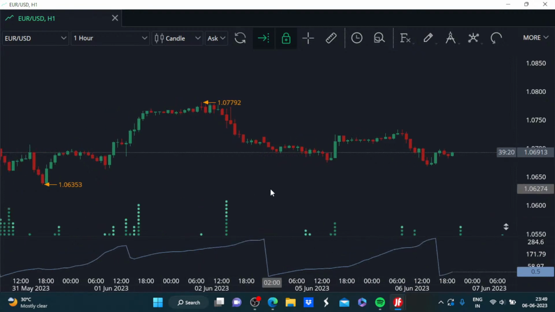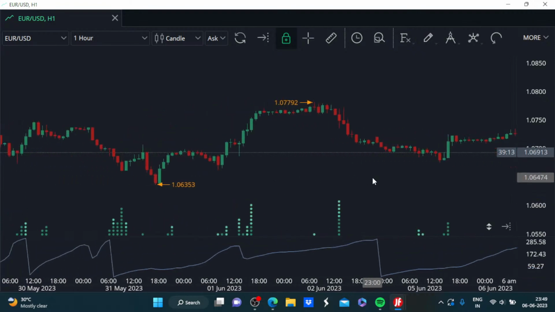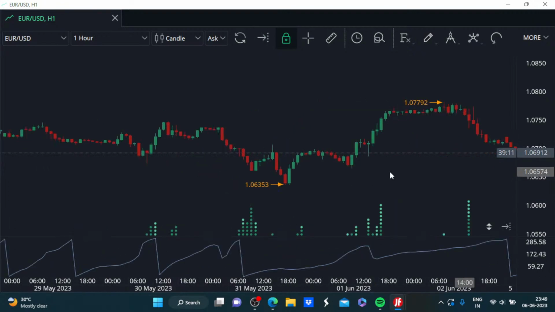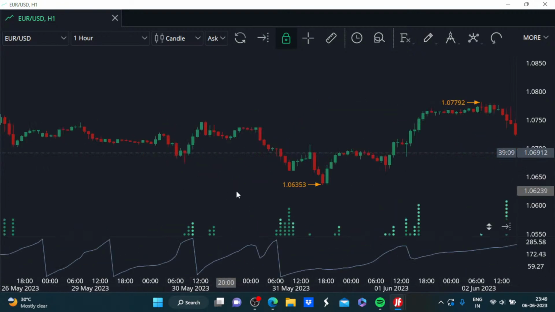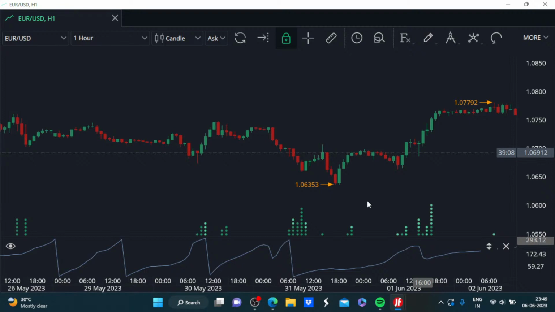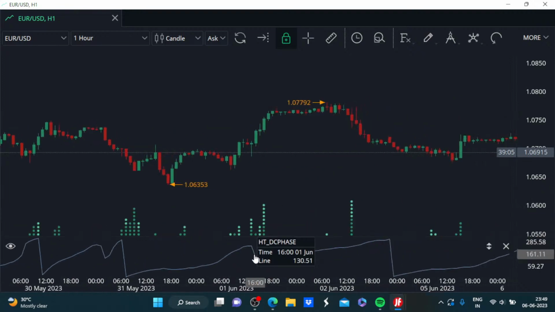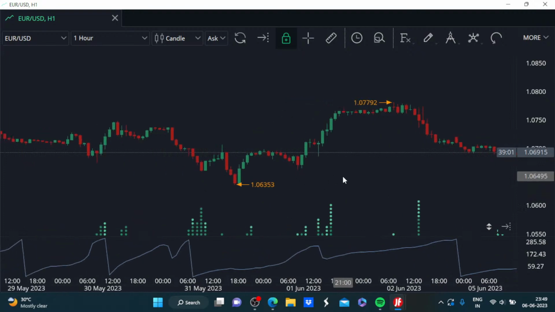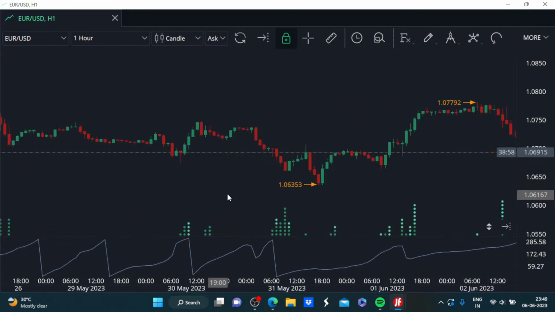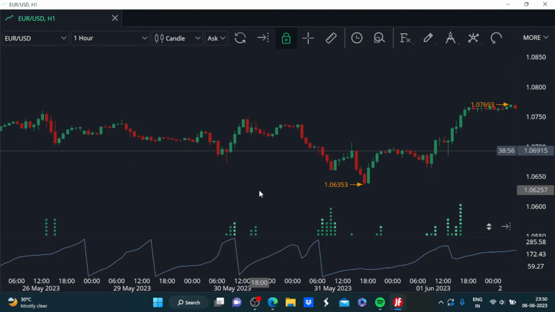Now, if we go back in time, you will see these changes, and if we observe carefully, we have had these phase changes as well as these sudden, significant moves in the rate of change of the DC phase. So in both ways, we can put this indicator to use.